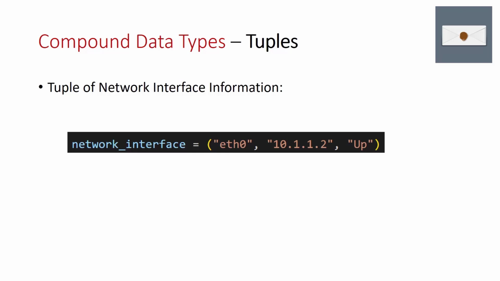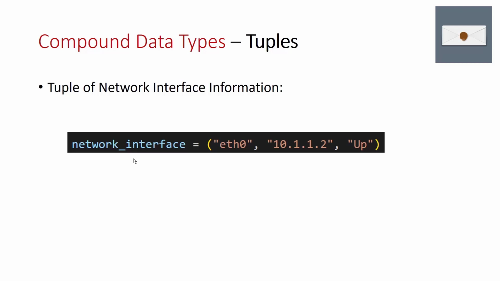In networking, tuples come in handy when you want to represent details about network interfaces. Each tuple can hold information about a network interface, like its name, IP address, and status. In this code, the network interface variable takes the form of a tuple and it carries data about a network interface. This includes the interface name, IP address, and its current status.